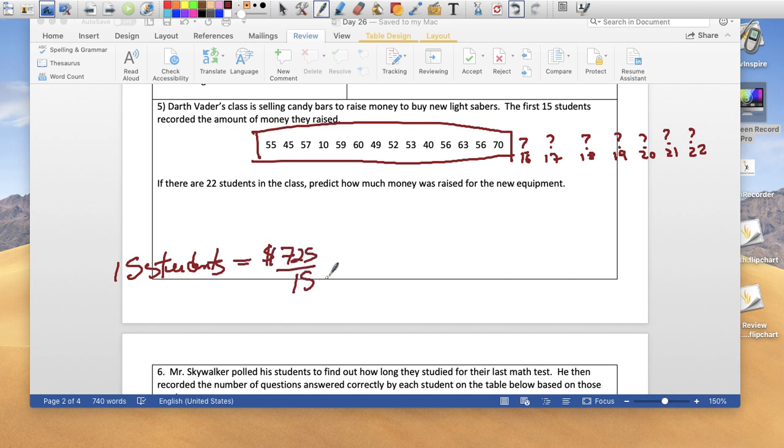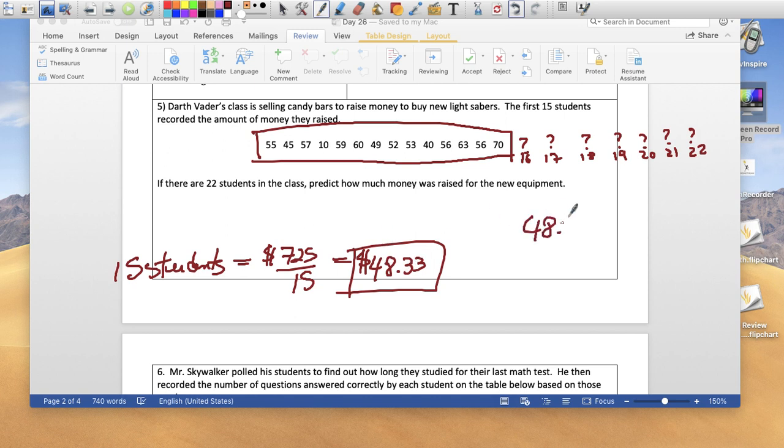So if I divide this by 15, I know that each kid, so the mean, is $48.33. So the mean, the average amount, was $48.33 for these 15 kids. Now, what I can do is use that average. Each student brings in $48.33. That's what the mean means.